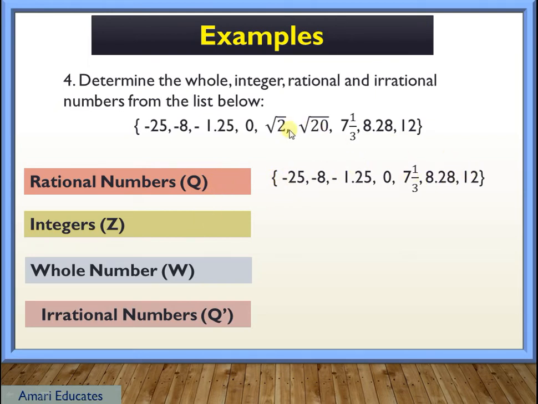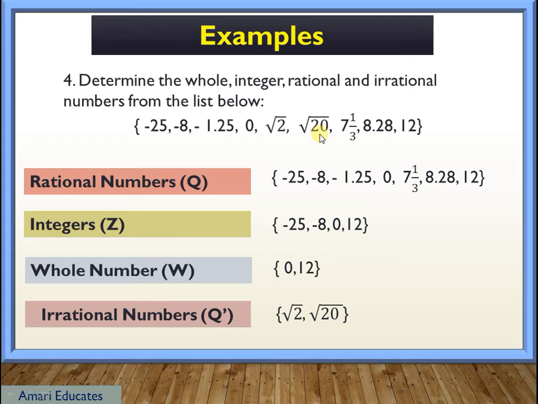So focus now here, not there, here. So the integers are negative 25, negative 8, and 0 and 12. Those with decimal and fraction are not considered under integers. And then we have the whole number, which means we don't have negative value. So we only have 0 and 12. For the irrational numbers, we have to go back here and check those we did not consider under rational. So these are the square root of 2 and the square root of 20.